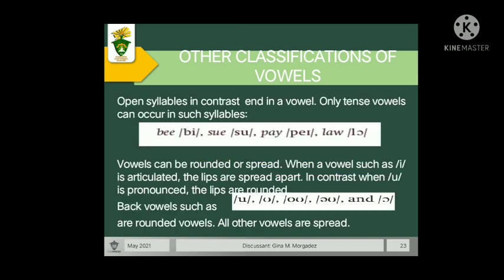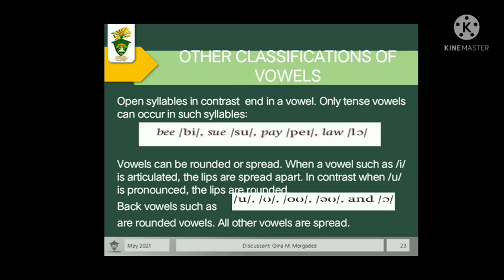Open syllables, in contrast, end in a vowel. Only tense vowels can occur in such syllables. Okay, again: be, sue, pay, and law. Only tense vowels can occur in such syllables.